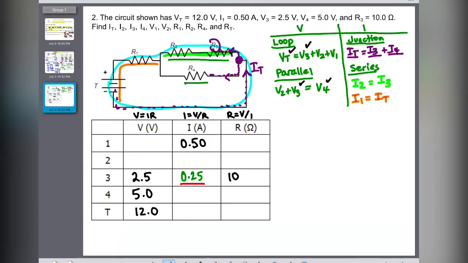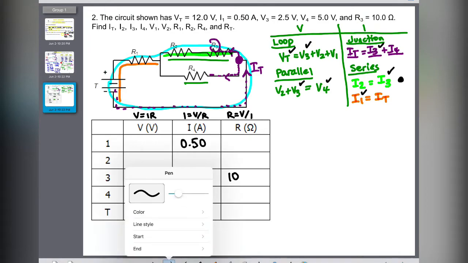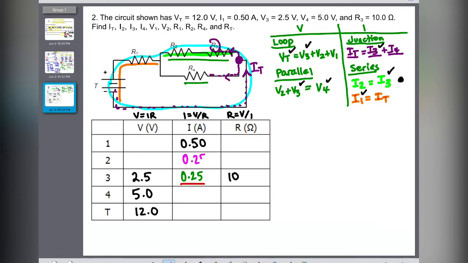And current, I have I1 and I have I3. Okay, so those are all the ones that I have. Find an equation where you have one thing you do not know yet. Okay, so there's actually quite a bit. If I do this one, do you see how I2 and I3 are the same? So I'm going to go to the chart. I2 and I3 are the same, so that means I can write that that's also 0.25.